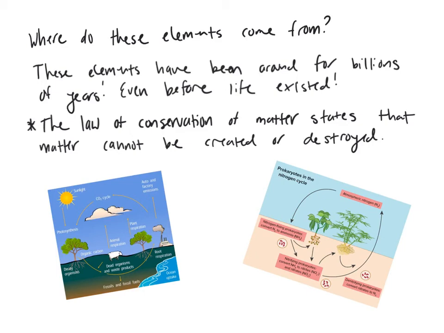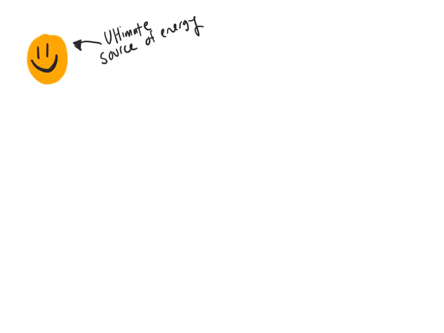The last thing I want to touch on in this video is how are organisms like plants and animals getting this energy and this matter from the environment? So it's important that we start off with the ultimate source of energy on Earth, which is going to be our beautiful, wonderful sun. The sun is going to drive one of the most important processes that exist to any life, and that is going to be photosynthesis.